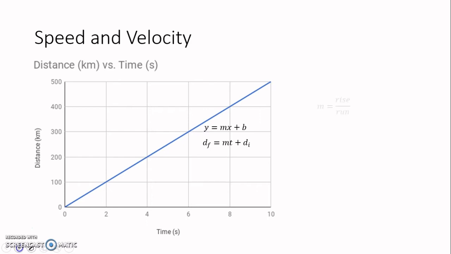Recall that the slope is rise over run. So in this case, the rise would be the distance, delta d, and the run will be your time t. Now recall that the ratio delta d over t, distance over time, that's just our definition of velocity. So the slope of this graph is merely velocity. And so we can write our equation as final distance is equal to velocity times time plus the initial distance. So here's a very good physics application of a basic algebra principle.